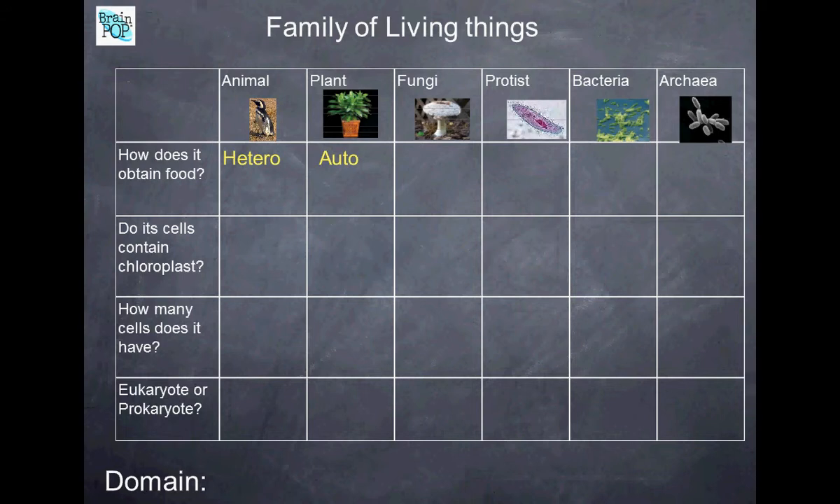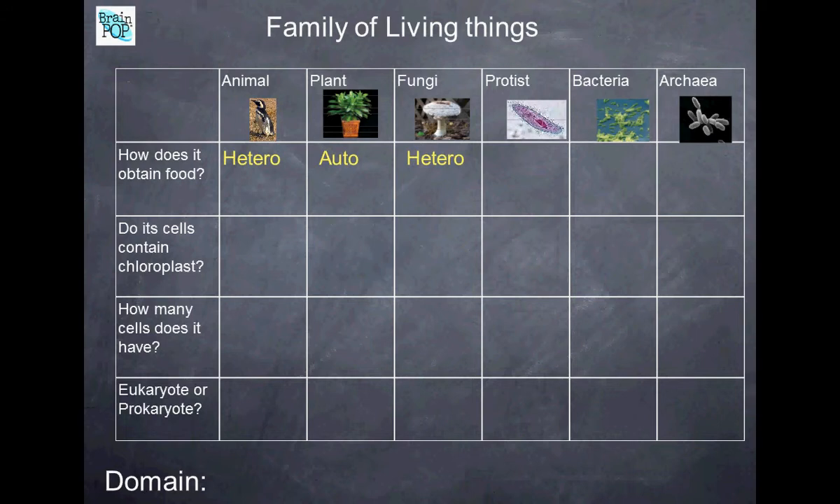All right, fungi. Autotroph, heterotroph, both? Heterotroph. Jacob? Heterotroph. They're heterotrophs. They have to break down dead organic matter and waste products in order to get their energy.